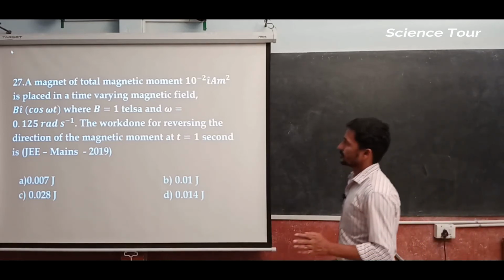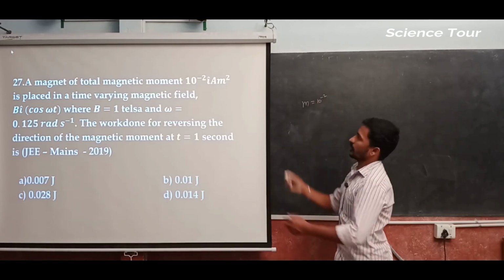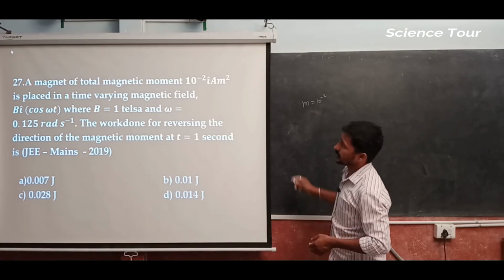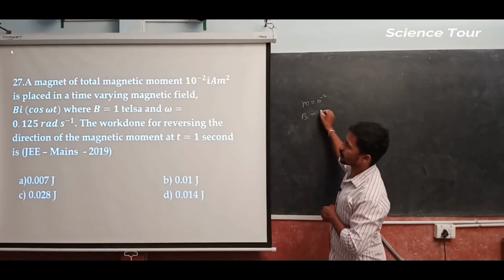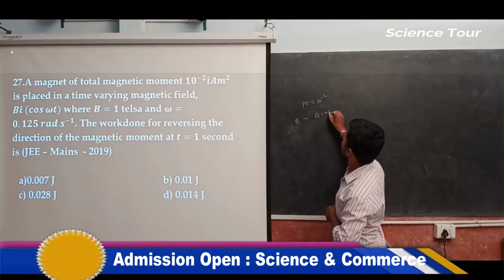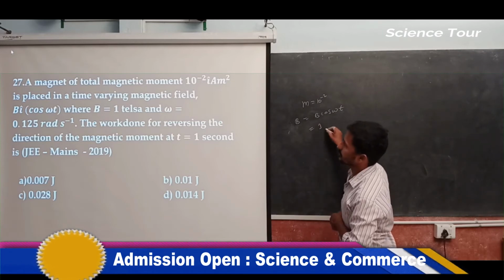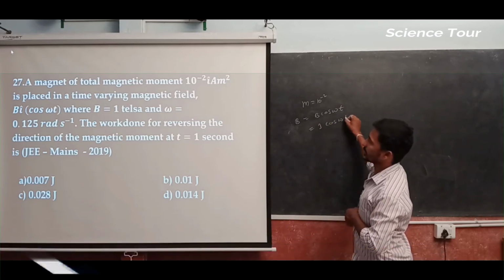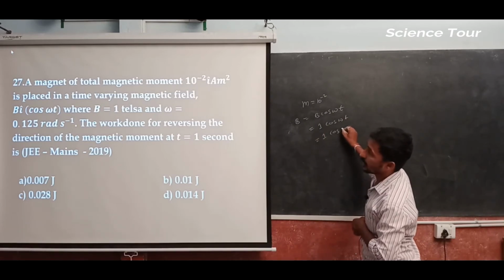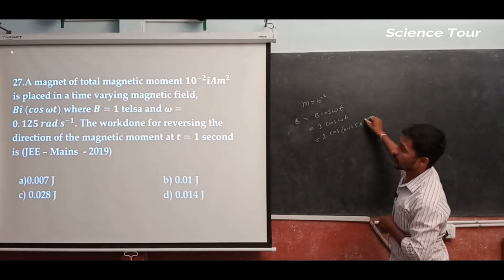A magnet of total magnetic moment M is equal to 10 to the power minus 2 ampere meter square, which is in the x direction. Now it is placed in a time varying magnetic field B, which is equal to B cos omega t, which is also in the x direction. B is nothing but 1, so 1 cos omega t. Omega is given, so 1 cos of omega 0.125 into t.